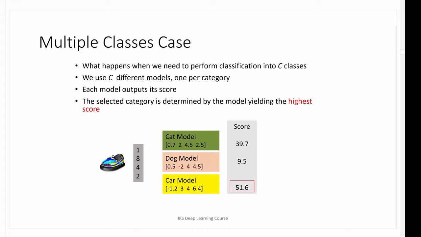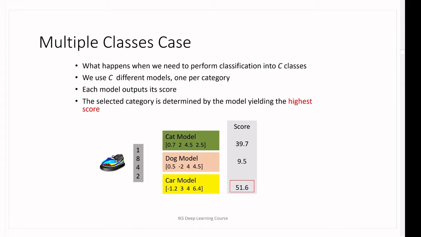So this idea is shown here in this picture. You can say that, all right, on the input side, we have an input vector which consists of 4 numbers, 1, 8, 4, 2. And we have 3 models. There is a model for a cat, and the parameters of that model are 0.7, 2, 4.5, and 2.5. There is a model for dog whose parameters are 0.5, minus 2, 4, and 4.5.